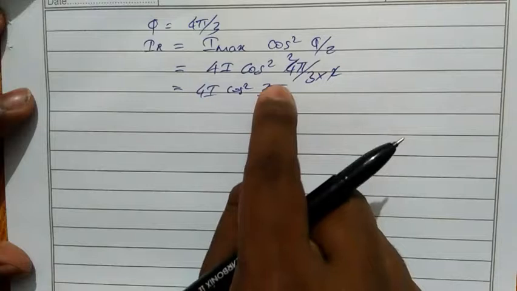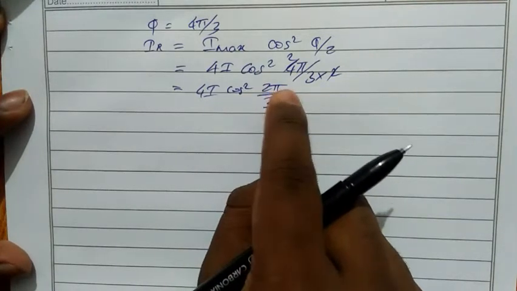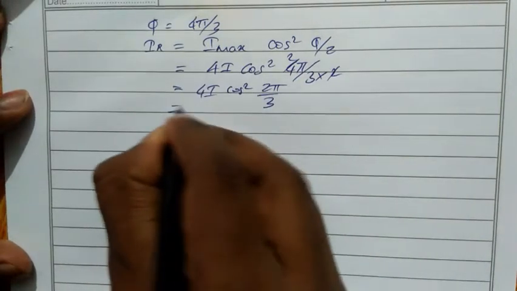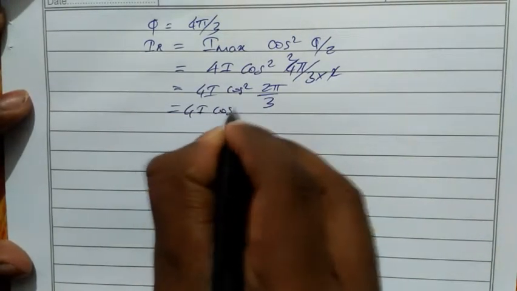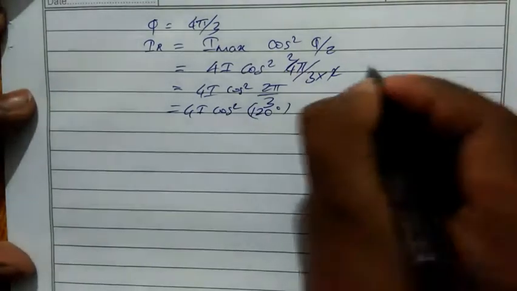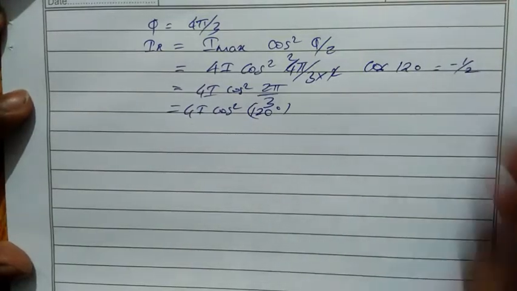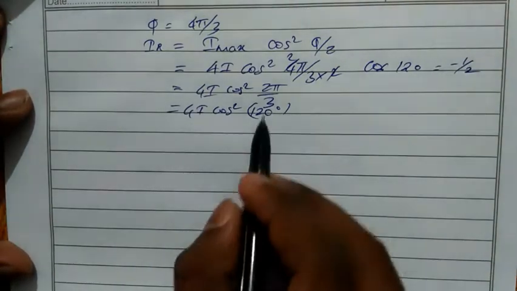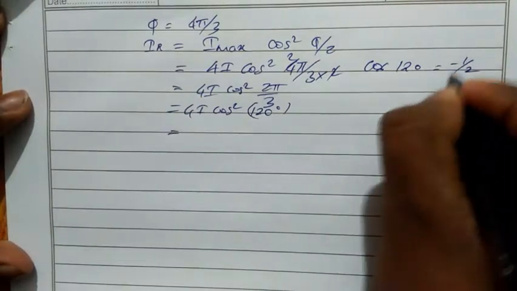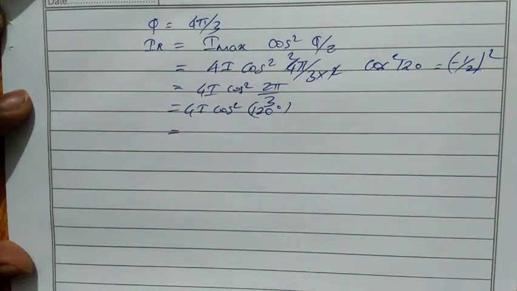Then 2 pi by 3, pi is 180 degree, 2 into 180 is 360, 360 by 3 will be 120 degree. So we have 4i cos square 120 degree. So what is the value of cos 120? Cos 120 is minus 1 by 2. So minus 1 by 2 into minus 1 by 2, we have cos square, so minus 1 by 2 square will be 1 by 4.